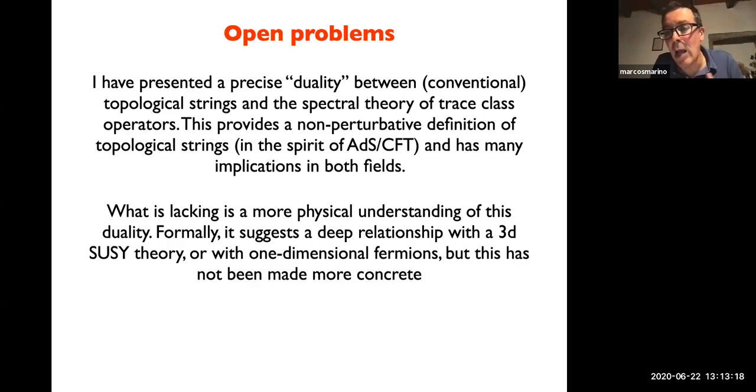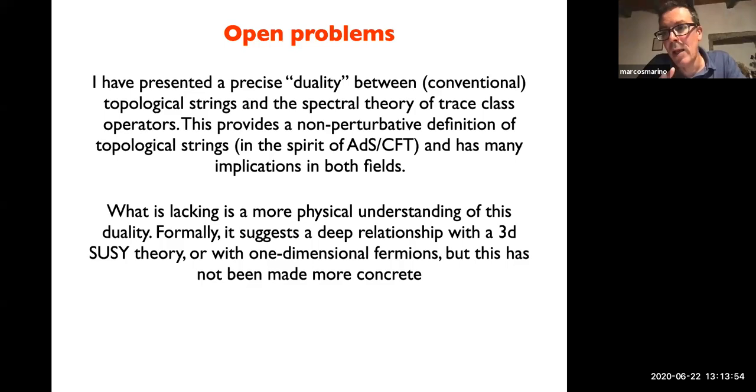And in particular, this gives you a well-defined non-perturbative definition of the topological string partition function, in the sense that the topological string free energies appear naturally in an asymptotic expansion, so from a well-defined object. So you could calculate the partition function of topological strings for any value of the string coupling constant and any value of the Kähler parameter as numbers, not just asymptotic expansions. Now, what I think is really lacking is a more physical understanding of this duality.